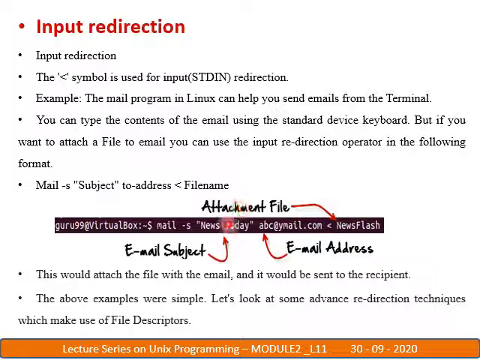The subject of the email is news today. Then the email address is abc@ymail.com, say for example. Then this is an input redirection. Input redirection is the less than symbol we have used. The name of the file here is newsflash. So this is going to attach the file to the email and send it to the recipient. So these are some very simple examples.